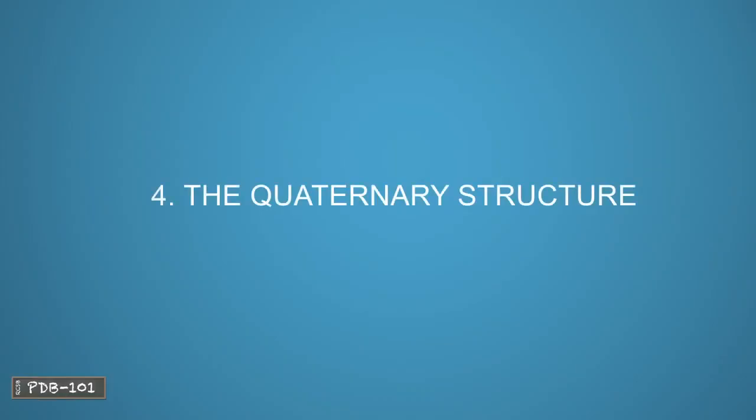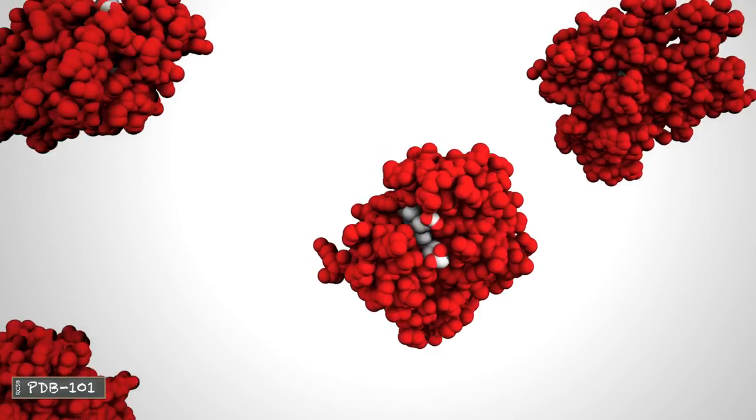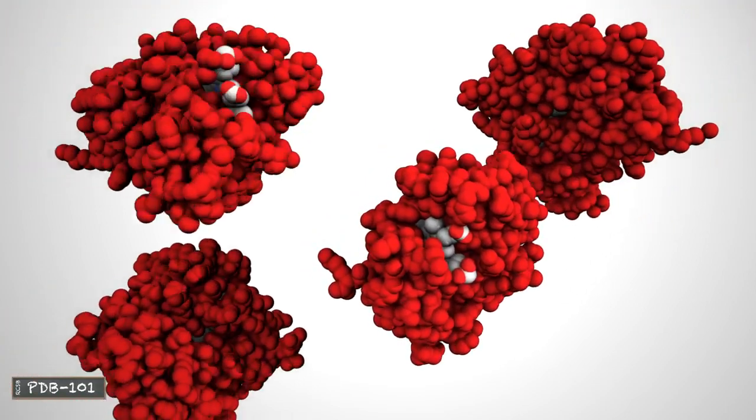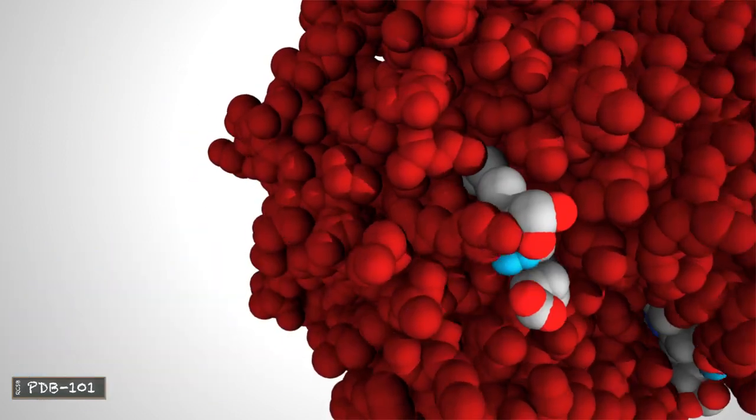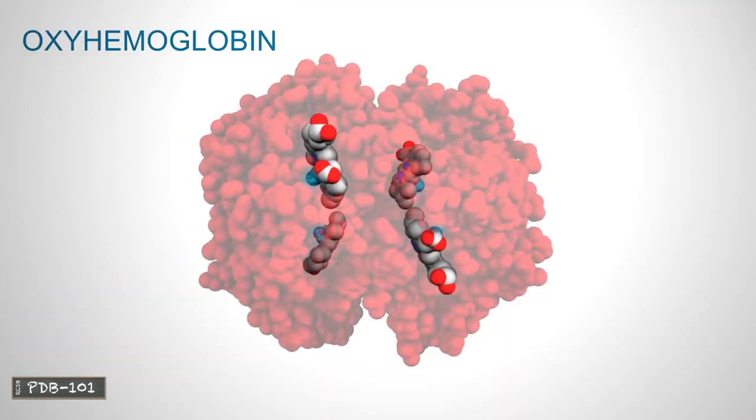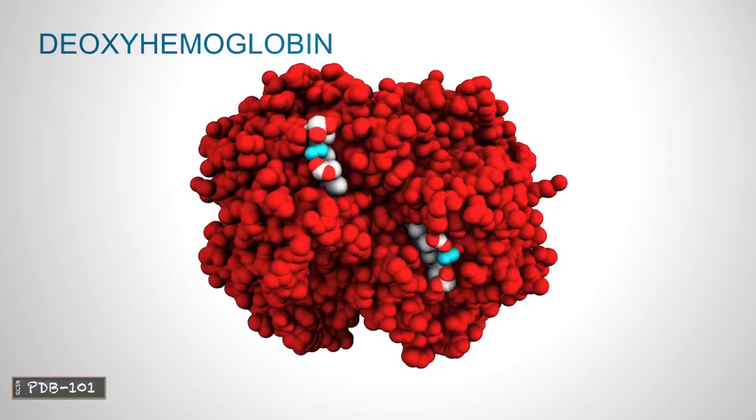Quaternary structure. Two or more polypeptide chains can come together to form one functional molecule with several subunits. The four subunits of hemoglobin cooperate so the complex can more easily pick up oxygen in the lungs and release it in the body.